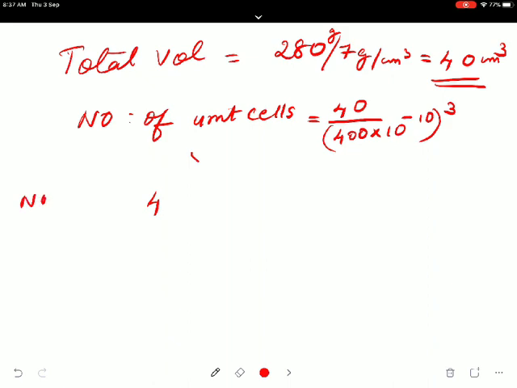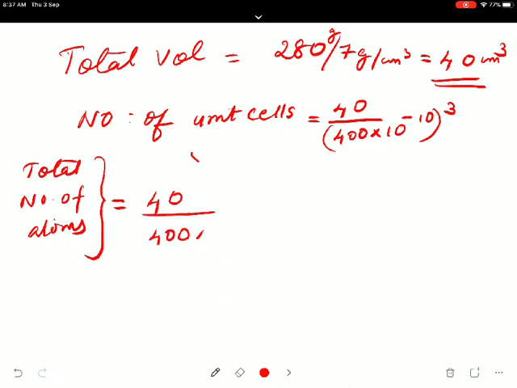Total number of atoms is equal to this number of unit cells, that is 40 divided by (400 into 10 to the power minus 10) raised to 3, into 4. So you will be getting these many atoms.